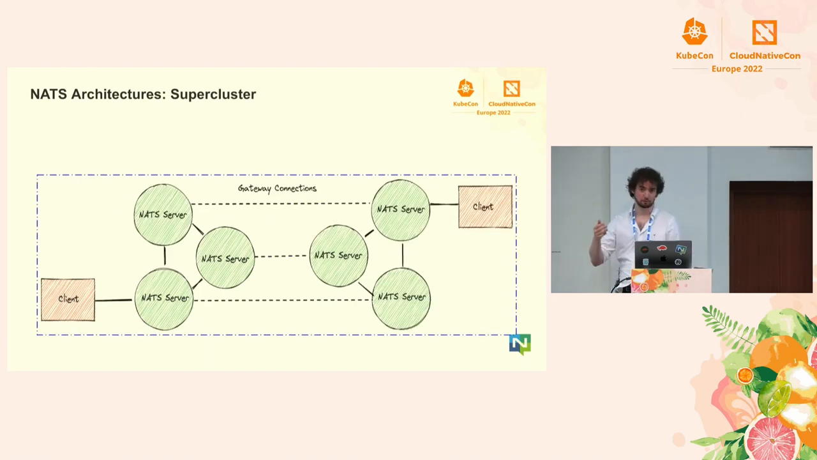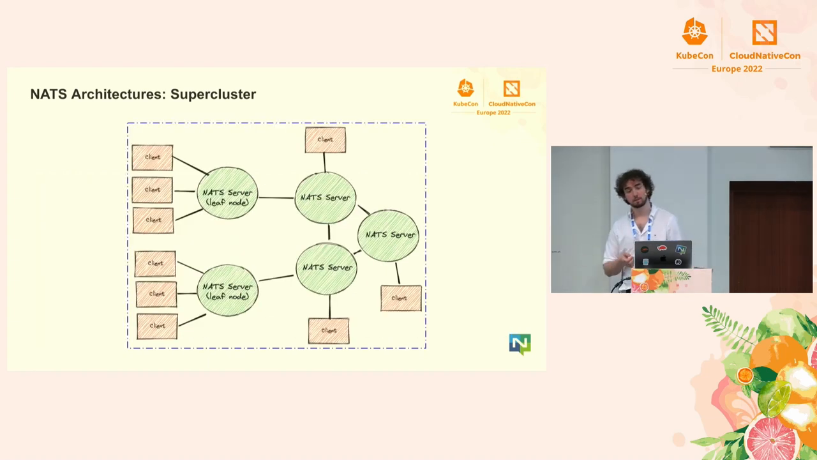The next step is superclusters, which are clusters connected through gateways. What the gateways do is limit the chattiness. Even if you have clusters spanned across regions or different cloud providers, you don't want them to be as chatty as typical clusters of whatever software. So gateways limit it to the minimum needed to communicate, which makes it really nice for big deployments that are not blown out by all the communication happening.